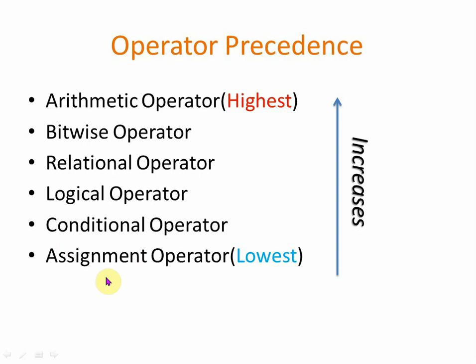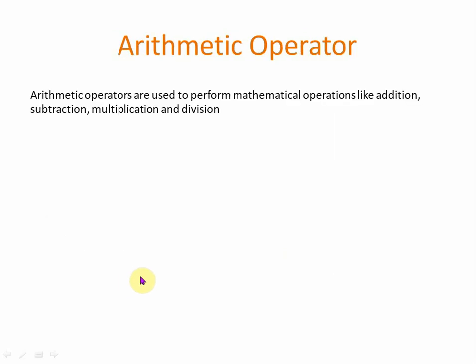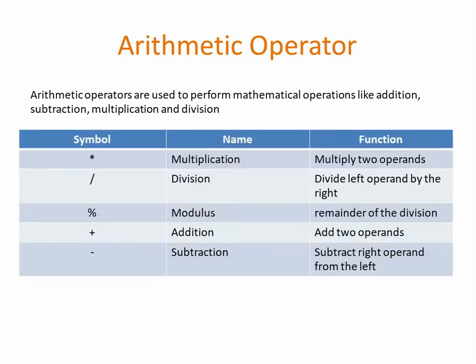Now let's see what arithmetic operators are. Arithmetic operators are used to perform mathematical operations like addition, subtraction, which we have seen in the first slide. Addition, subtraction, multiplication, and division. Here is a table. This is the multiplication symbol, the star. This is used for division, and this is modulus, which is used for finding remainders.